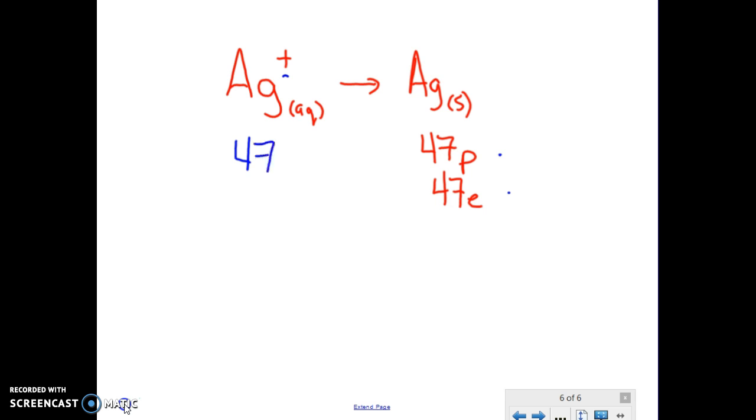The silver ion still has the same number of protons, but it does not have the same number of electrons. If it has a 1 positive charge, what is the number of electrons that silver has? 46. You said 46. What's happening here? The solid silver has an equal amount of protons to electrons. How is it that it's all of a sudden having the same number of electrons and protons? It gained an electron.